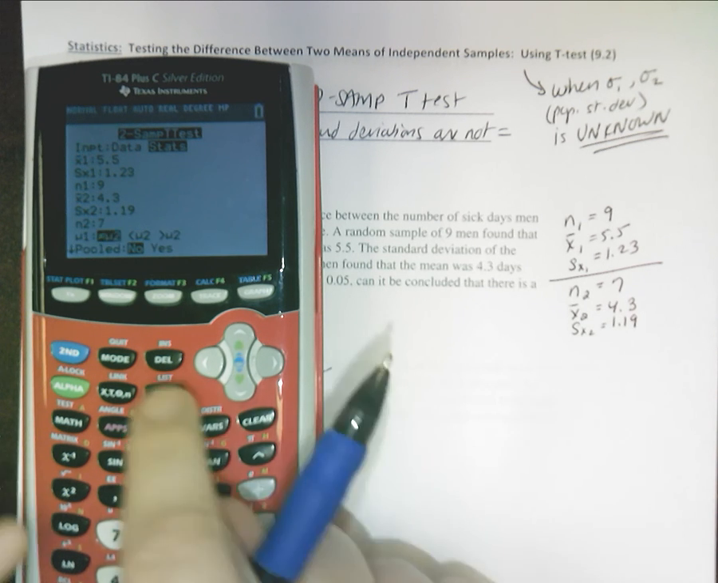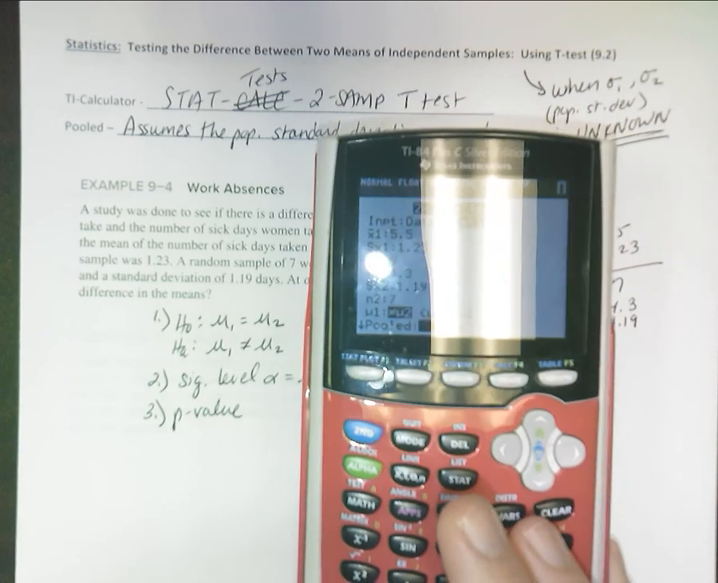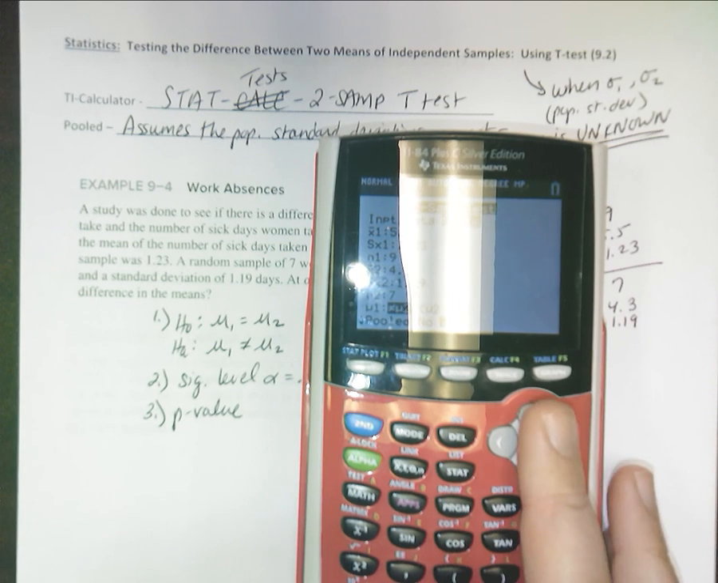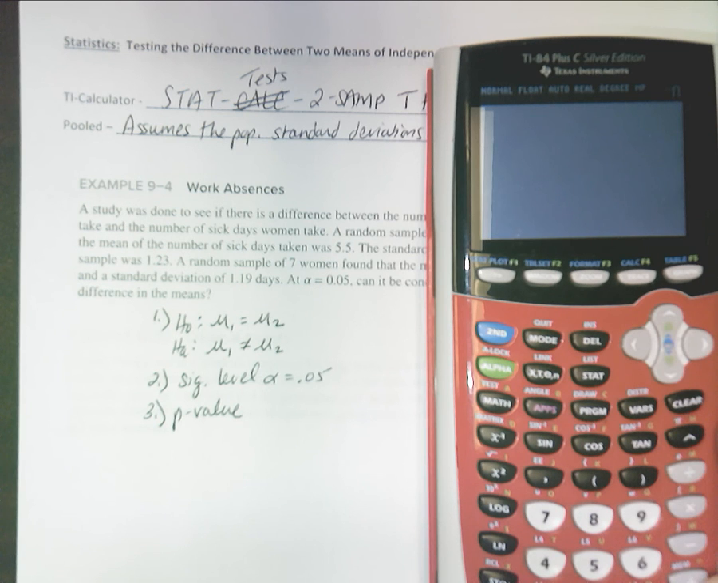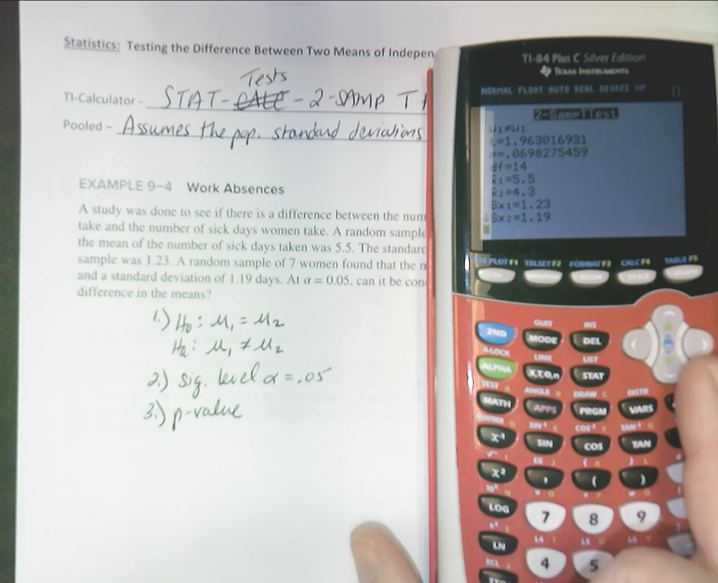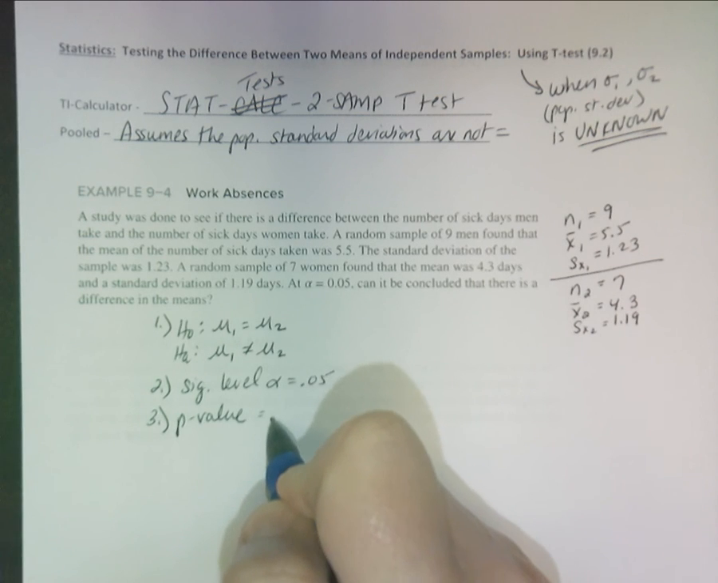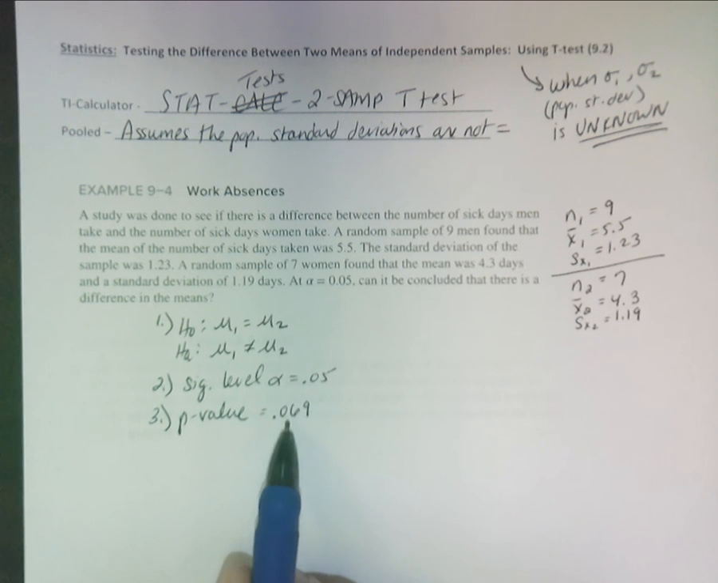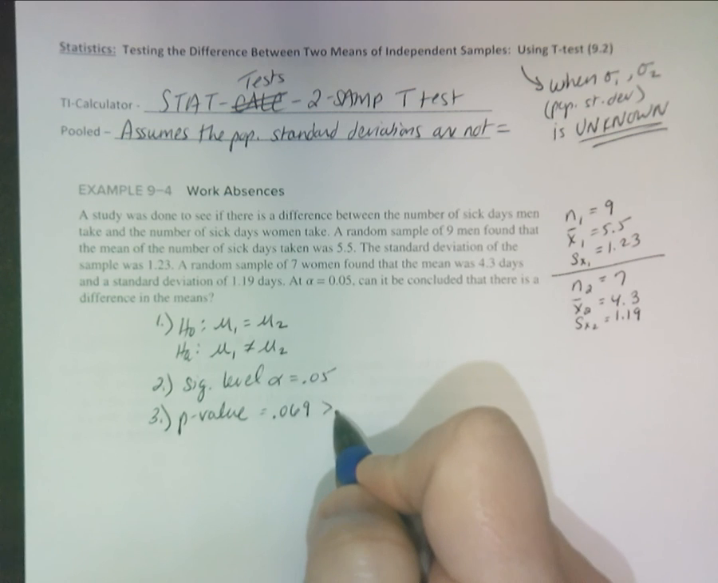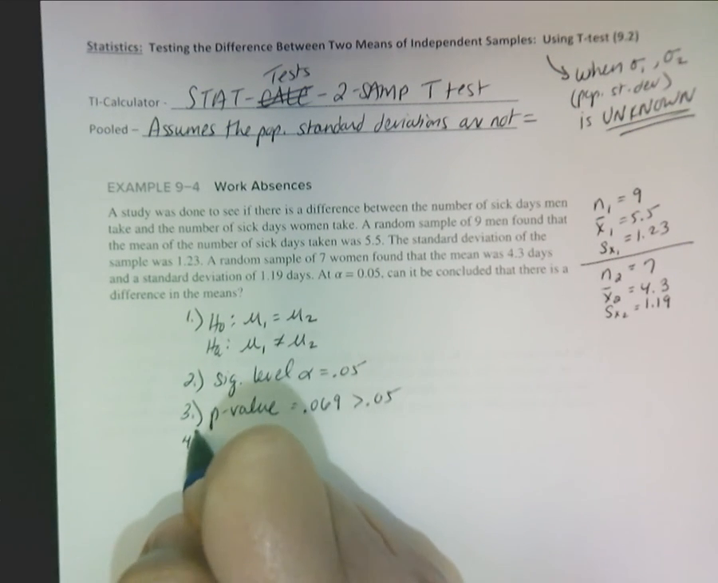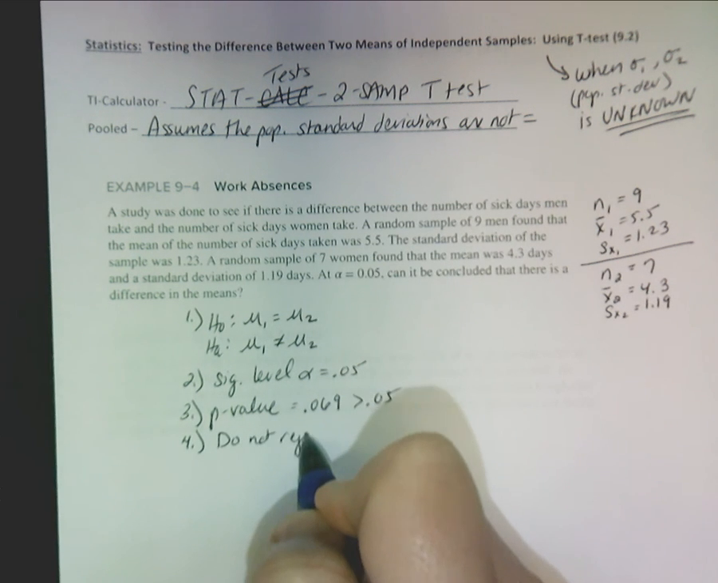We are testing that they're different. Is it pooled? Yes, it's pooled. They're not the same. Calculate. And I get a p-value of 0.069. Is 0.069 greater than or less than 0.05? Well, it is greater than 0.05. So step number 4, we can't reject. Boo. Do not reject the H0.